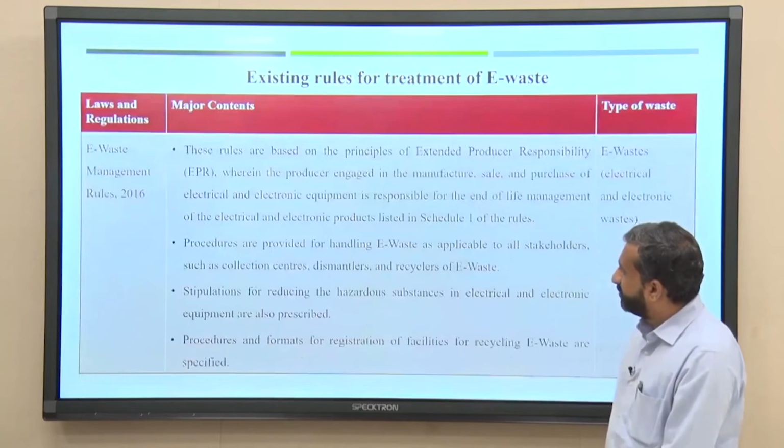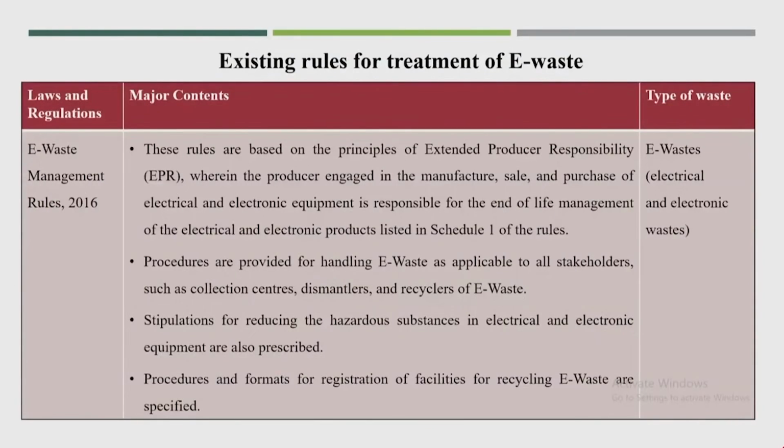So, what is the existing rule? These rules are based on the principle of Extended Producer Responsibility, EPR, wherein the producer engaged in the manufacturing, sale and purchase of electrical and electronic equipment is responsible for the end of life management of electrical and electronic products listed in Schedule 1 of the rule.